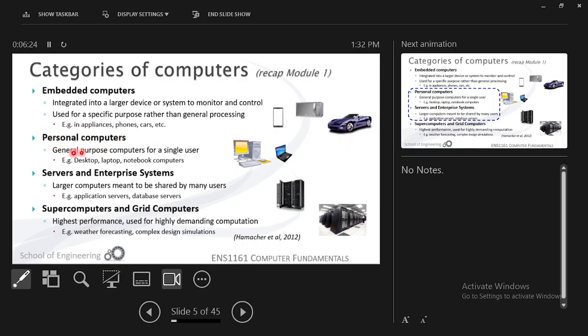Personal computers, as we already know, are general purpose computers for a single user. In such instances, most of the cases what we have is a specific operating system, plus we have some hardware components. Those are not very strong, but they are enough to do some work.